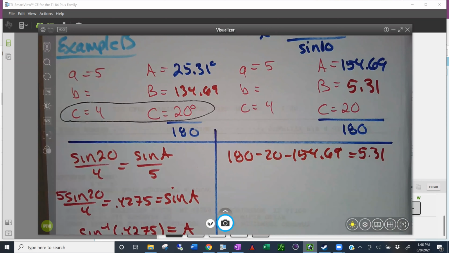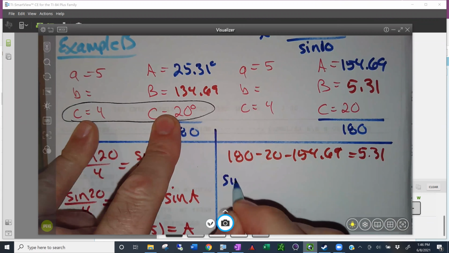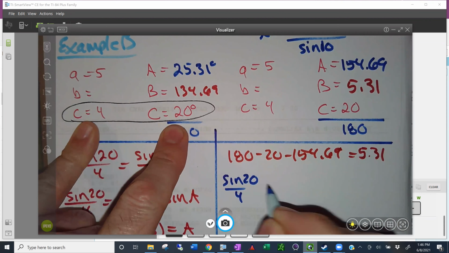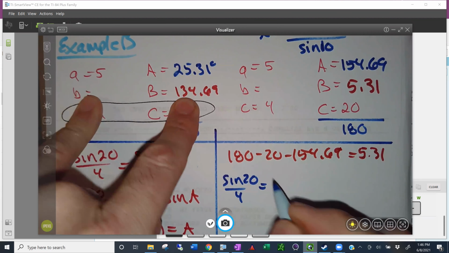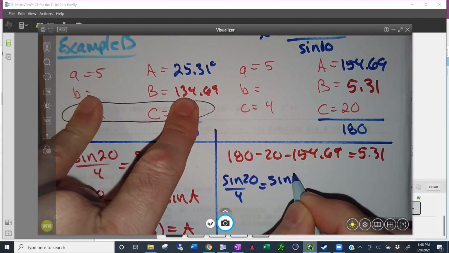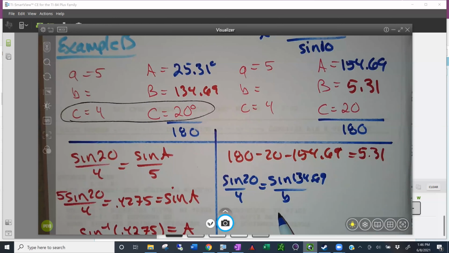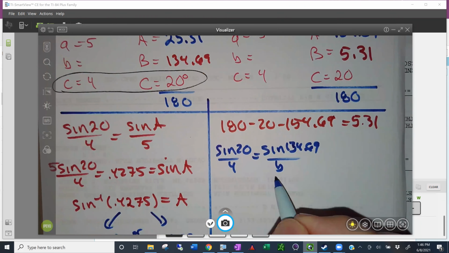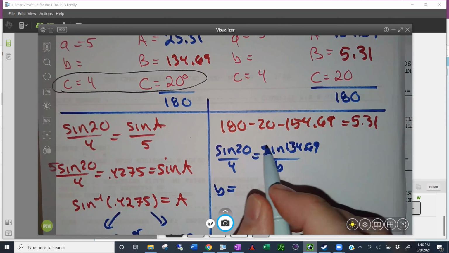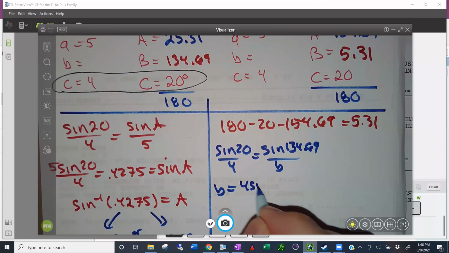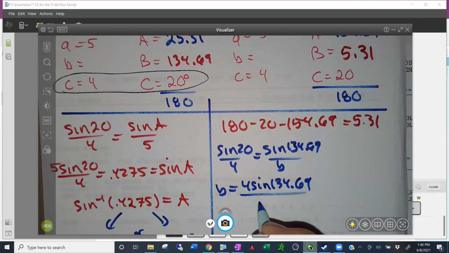I would work with this known pair to begin with. So it's going to be sine of 20 over 4 equals, you've got no choice, you have to use this angle to get this unknown side, sine of 134.69 over b. Cross multiply and divide, and you'll end up with b equals 4 sine of 134.69 divided by sine of 20.